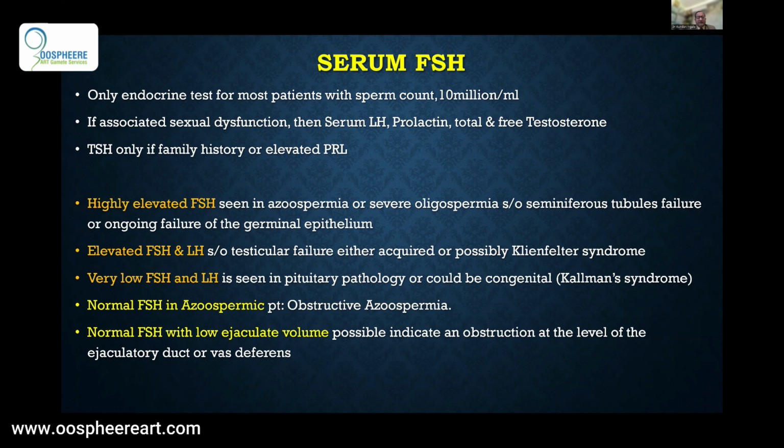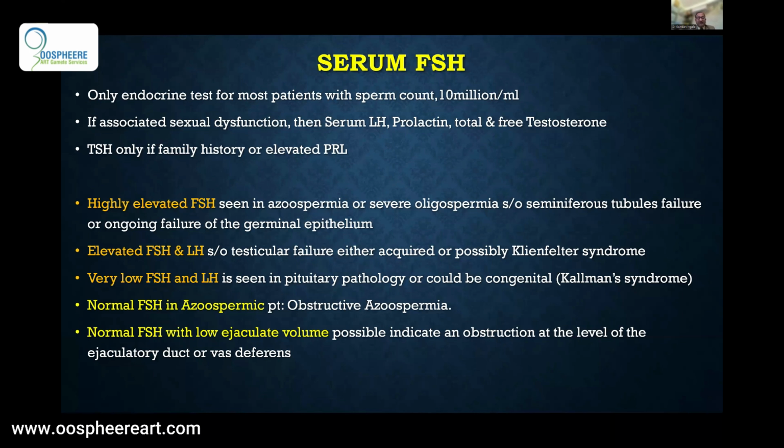Now, highly elevated FSH, like in the range of 25, 30, 35, in azoospermia, is generally seen due to seminiferous tubule failure or ongoing failure of the germinal epithelium. So, you will see patients having a good count, and over a period of time the count is decreasing, and ultimately he lands up in azoospermia, that is absence of sperm. So that is called ongoing failure of germinal epithelium. You will see highly elevated FSH.